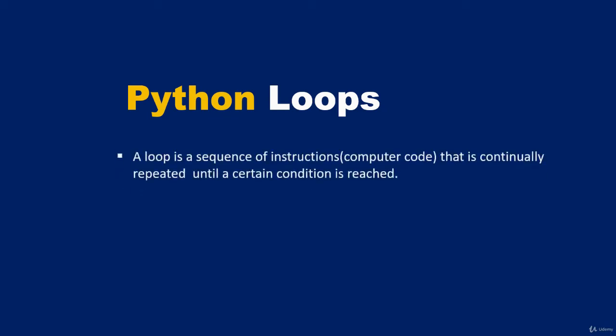What are Python loops? Loops in Python are basically a sequence of code that you want to be repeated, or you want to run continuously until certain conditions are met. So if you have a block of code you want to execute several times based on certain conditions, you can use a loop and that code will continue to run until certain conditions have been reached.